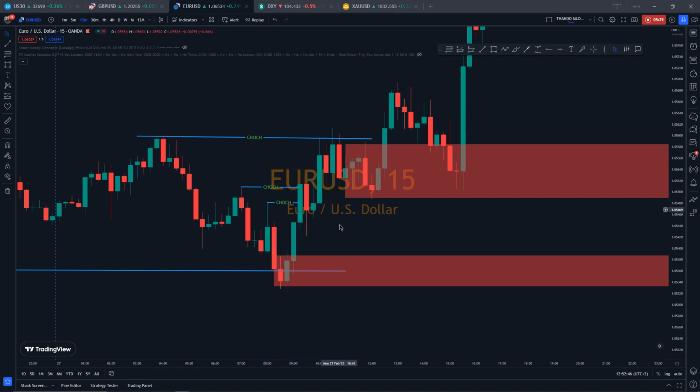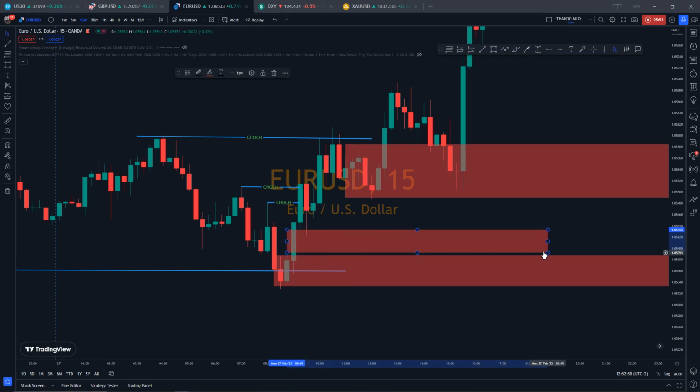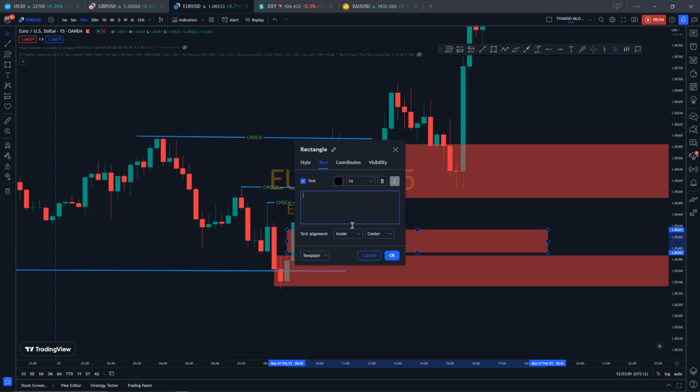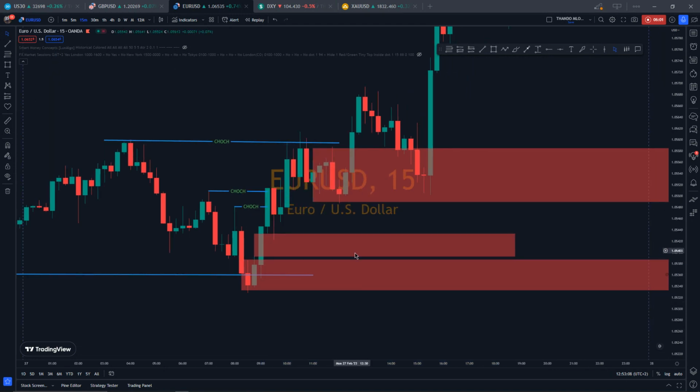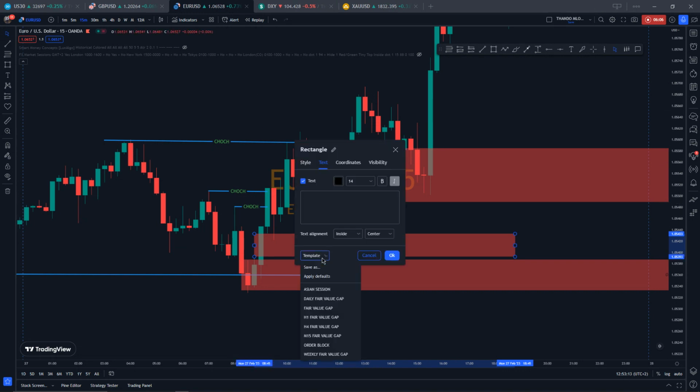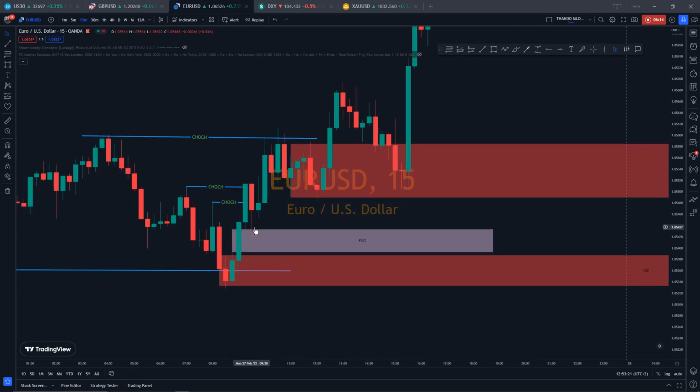Price closed above there, and then price came down to fill up this imbalance here. Just tapped on the imbalance. We also call it the fair value gap. So price came and tapped on the fair value gap.